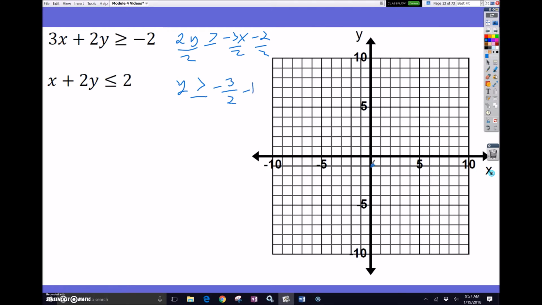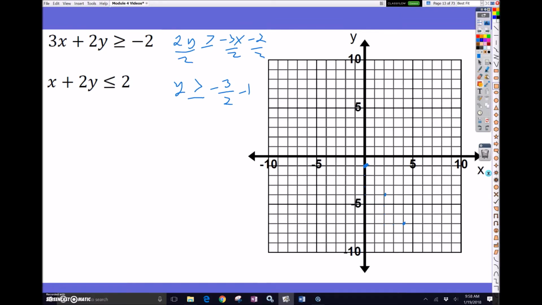So to graph this, I start out at negative 1, and then I get more points by going down 1, 2, 3, and to the right 2. Down 1, 2, 3, and to the right 2. Now I'm going to graph it. I have to decide if it's a dotted or a solid line. It's a solid line because it's greater than or equal to.